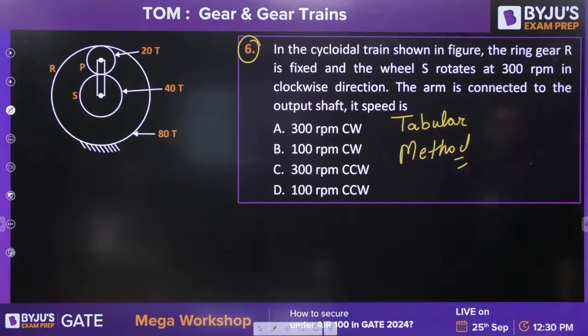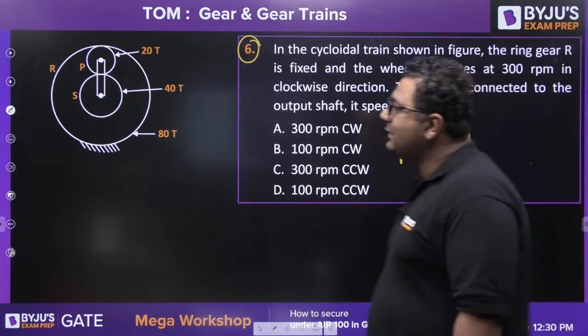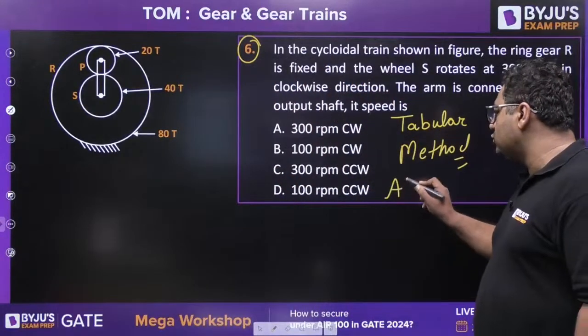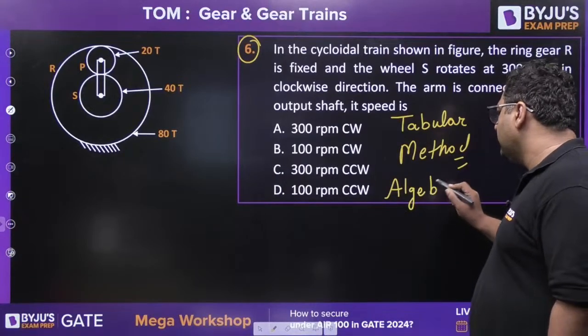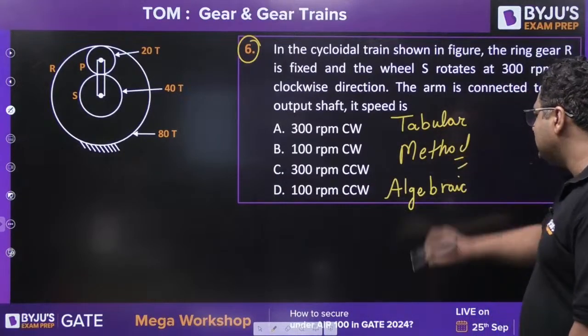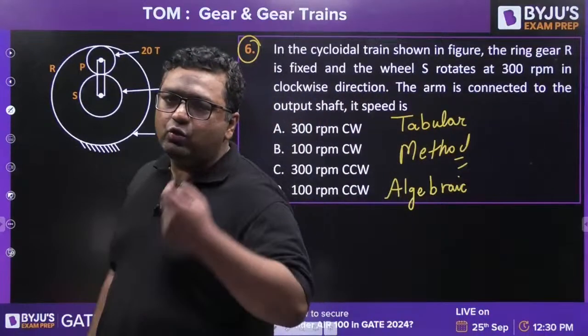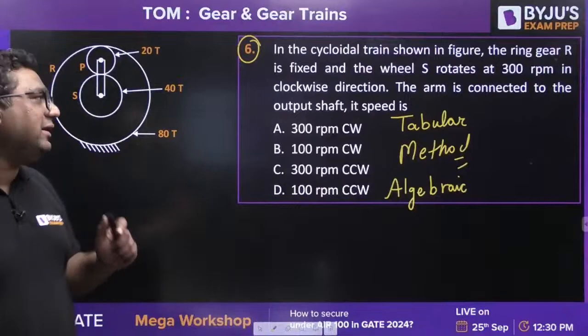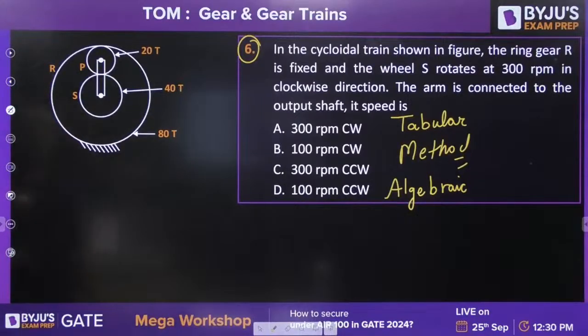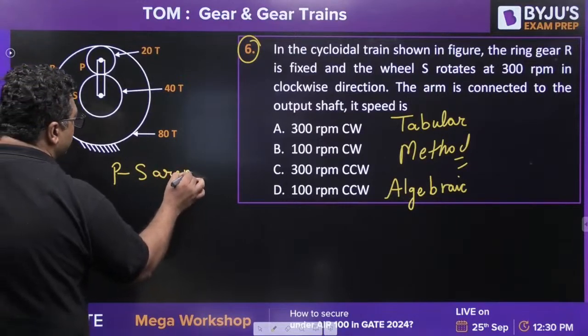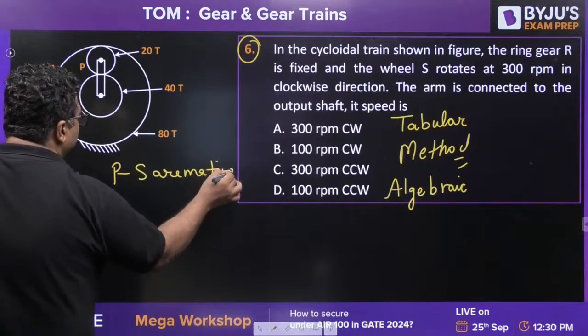Solve it, guys. Yes, you can see number of teeth are given. Either tabular or algebraic method can be used. The student who knows the tabular method can try with that. For algebraic, I am writing the equation as P and S are mating gears.